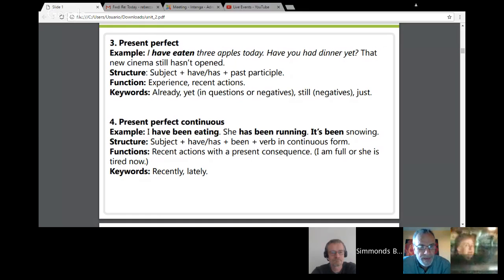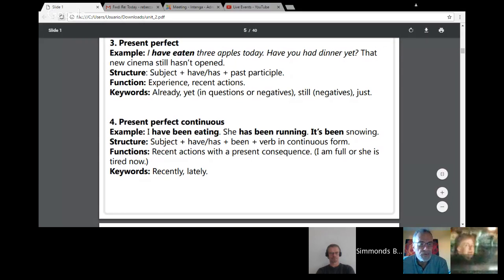For present perfect continuous. Example, I've been eating. She's been running. It's been snowing. Structure, subject plus have, has, plus been, plus verb in continuous form. Functions, recent actions with a present consequence. I am full or she's tired now. Keywords, recently, lately. Very good.